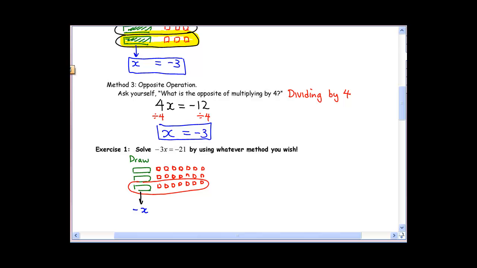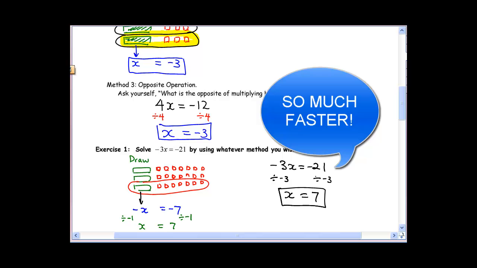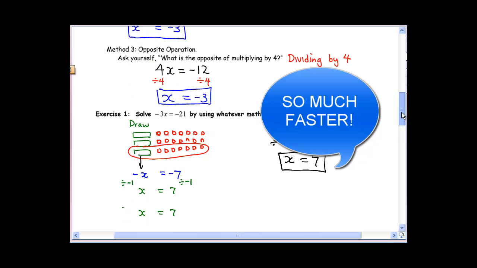It shows negative x equals negative 7. You're solving for a positive tile though, careful, so I have to get rid of this negative somehow, which I will just, I guess, divide or multiply by negative 1, because then I get a positive, and you get positive 7. Okay? If you did the opposite operation method, negative 3x equals negative 21, what's the opposite of multiplying by negative 3? It's dividing by negative 3. And when you do that, you just get x on the left and positive 7 on the right. Cool, cool? All right. Next.